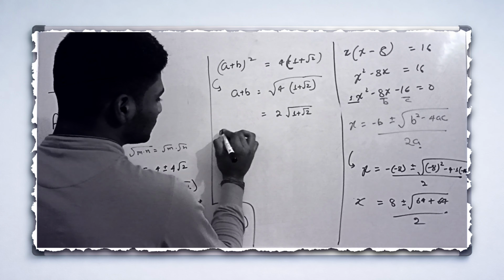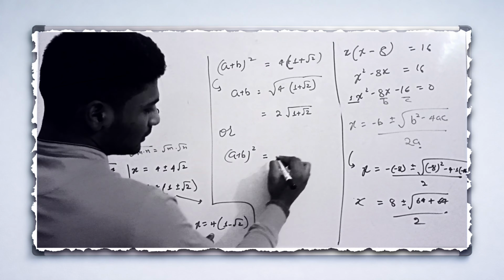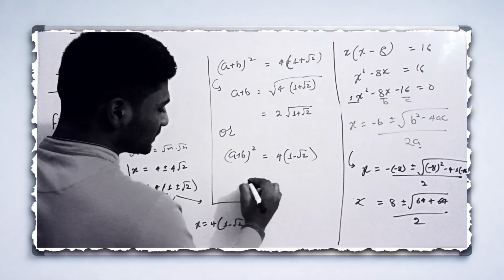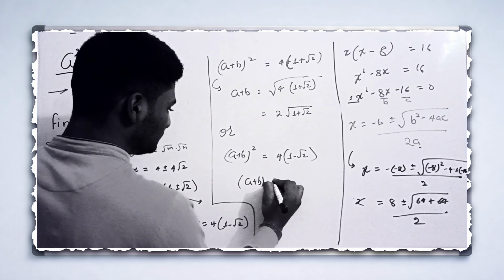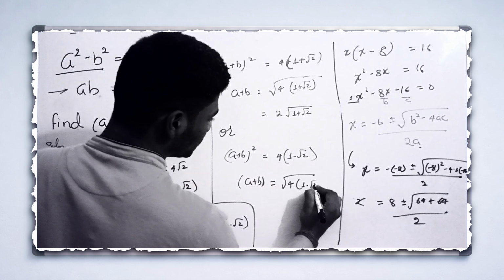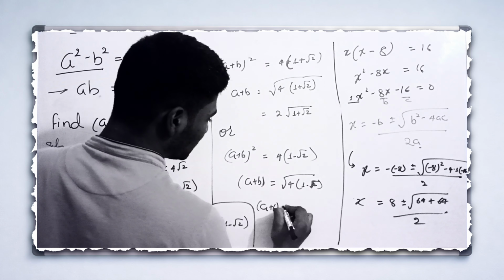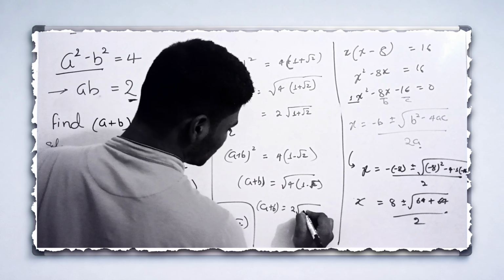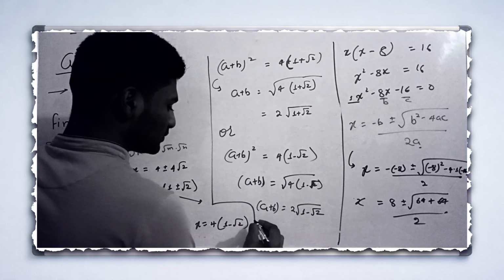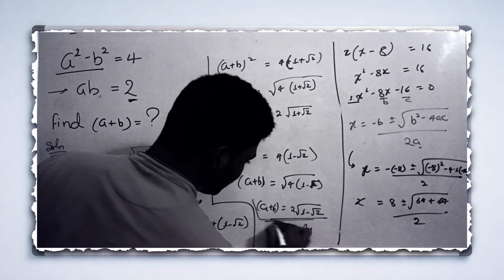Or the other value of a plus b whole square is 4 times 1 minus root of 2. So taking the square root on both sides again, we get a plus b is equal to the square root of 4 times 1 minus root of 2, which is the same as a plus b is equal to 2 root of 1 minus root 2. So this is our required value of a plus b.